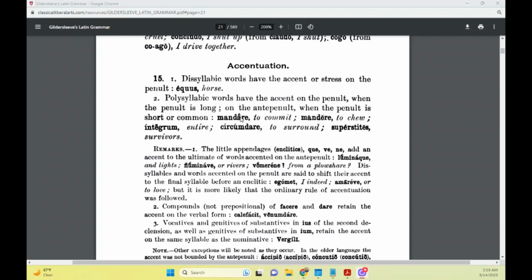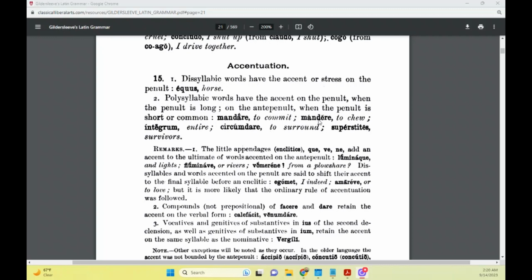And we see that the next to last syllable is long because it contains a long vowel. Therefore, since the penult is long, the penult will be accented. So we'll say mandare, because the penult is long.